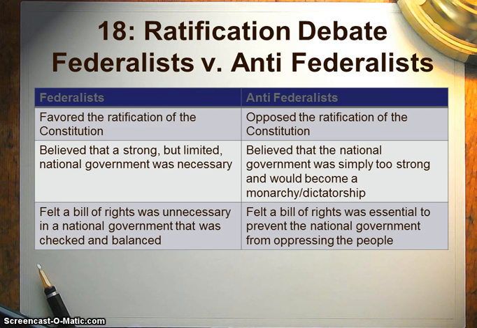In general, the Anti-Federalists believed the national government was too strong. They feared that it would become a monarchy, that it would become a dictatorship, that it would take away our rights. They felt that a Bill of Rights was essential to prevent the national government from oppressing the people.